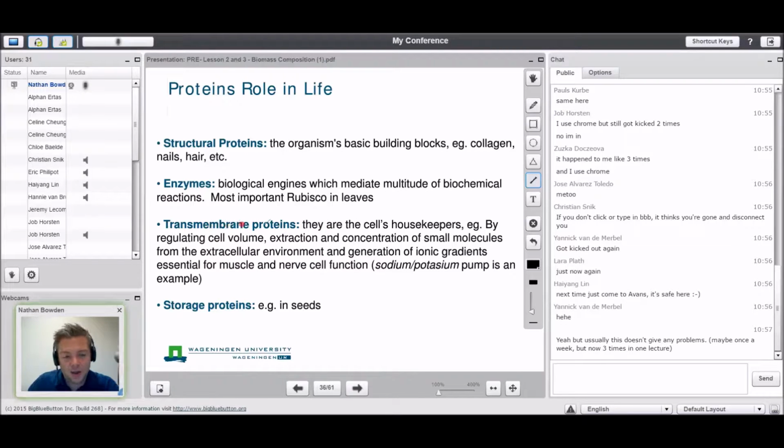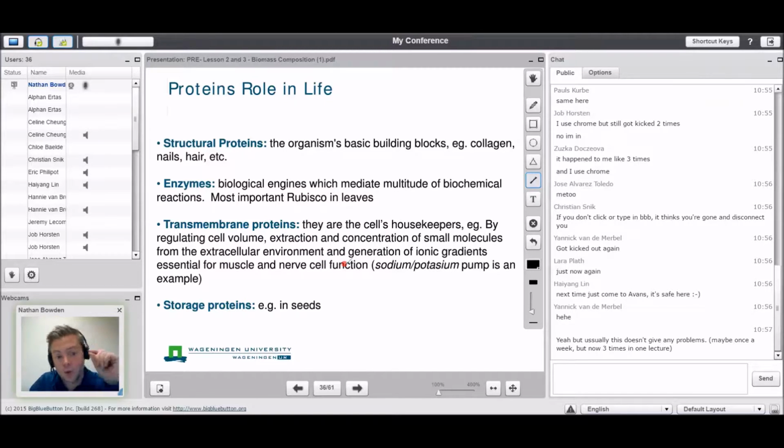Then you have, like I mentioned, transmembrane proteins. These are the housekeepers of the cell. They regulate the cell volume. They do transport across the cell wall. They concentrate small molecules from the extracellular environment outside. They generate ionic gradients, which are essential for muscle and nerve cell function. So the sodium-potassium pump, ding, ding, ding, please remember that, is an example of this transmembrane process.